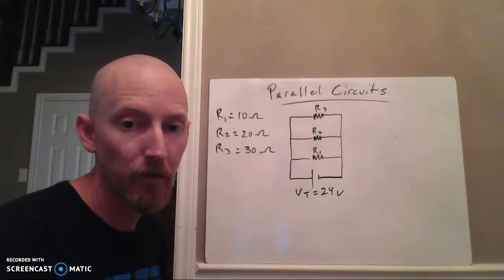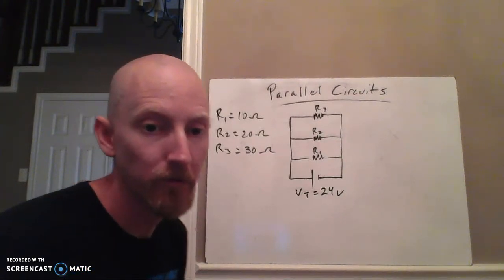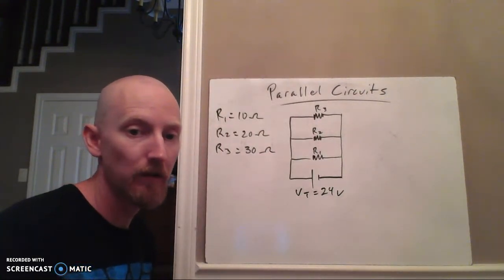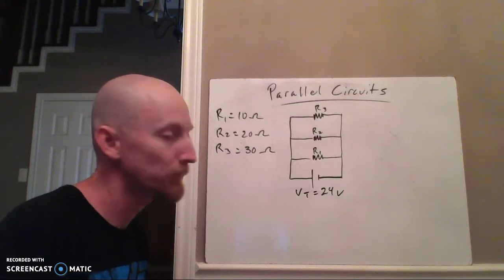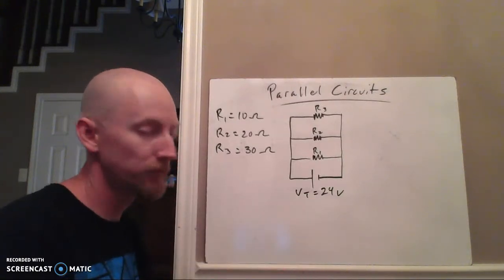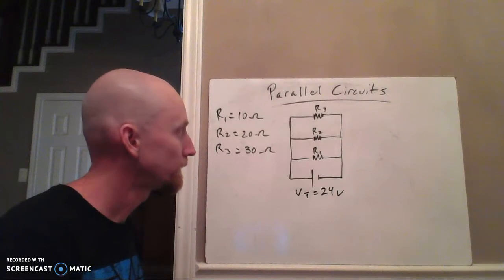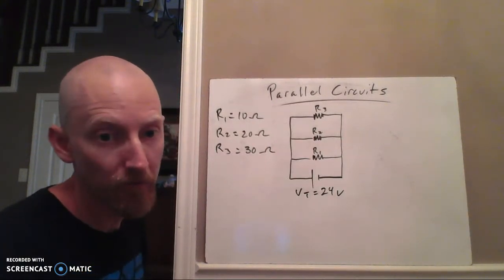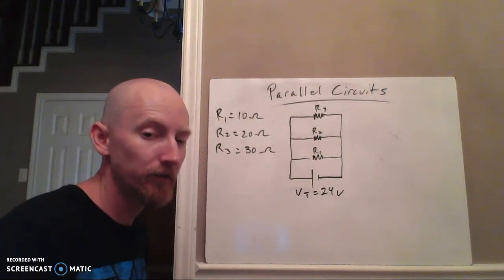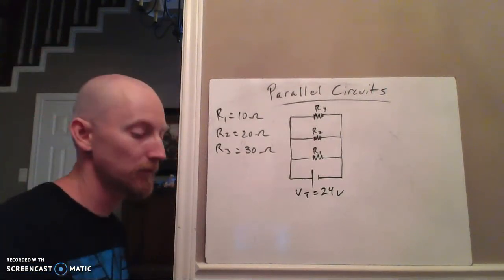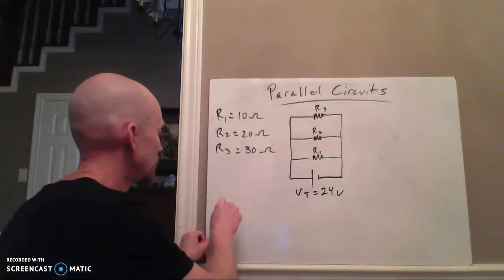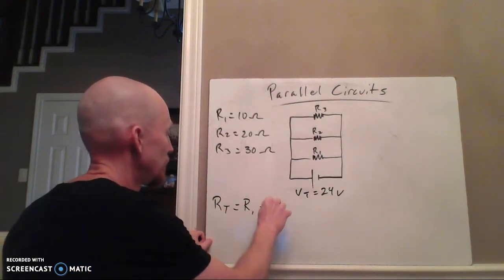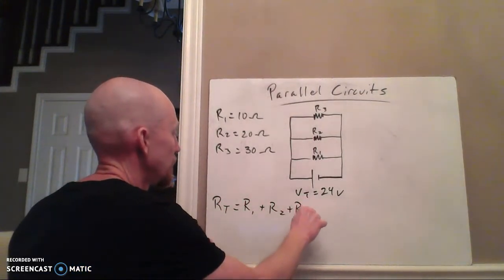Alright guys, here's a parallel circuit. It's very similar to the one I built for that last video. So, I've got 3 resistors. They're all in parallel. I made VT 24, kind of big. So, here's what you do. First thing we got to do is find total resistance. This is a little different, because we still add them up, right? So RT is going to be R1 plus R2 plus R3.